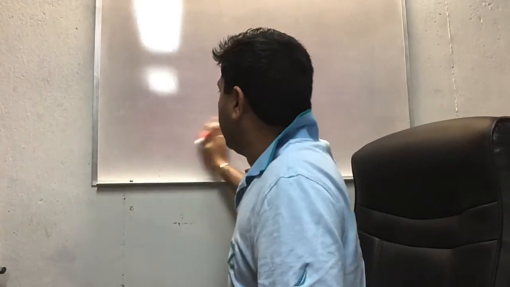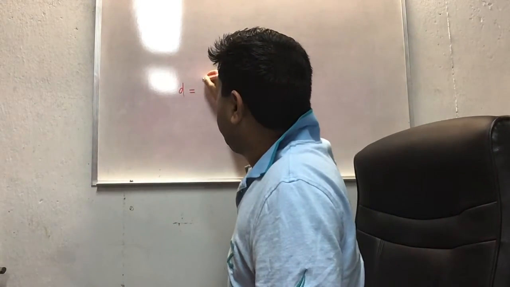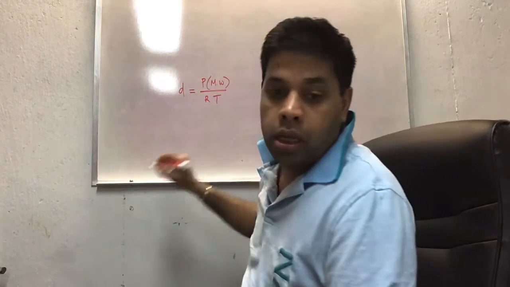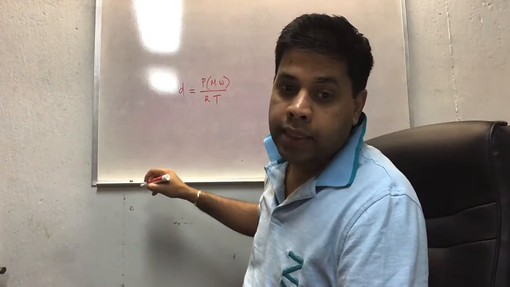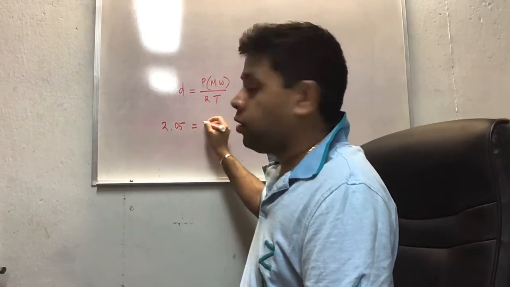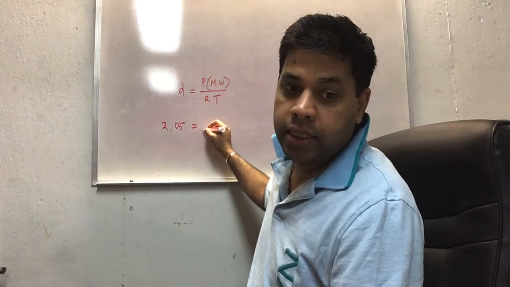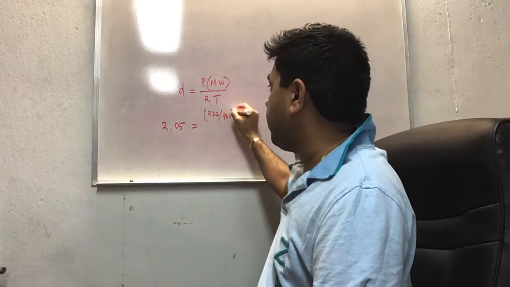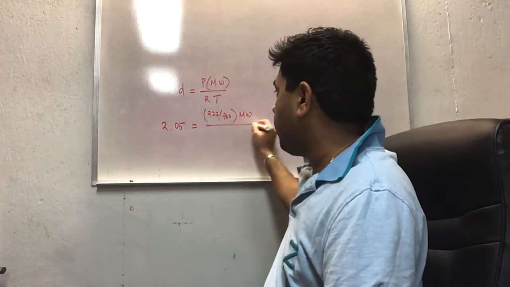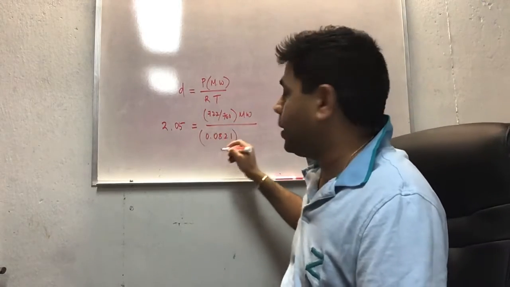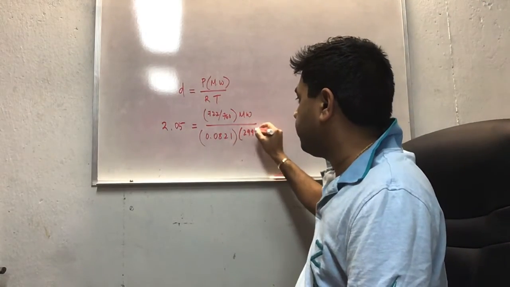Yeah. Okay. The equation is density equals pressure times molecular weight divided by RT. So what is the molecular mass of a gas that has a density of 2.05 grams per liter at 26 degrees Celsius and 722 torr? So 722 divided by 760 is the atm. Molecular weight divided by 0.0821 times 299 Kelvin, which is 26 degrees Celsius.